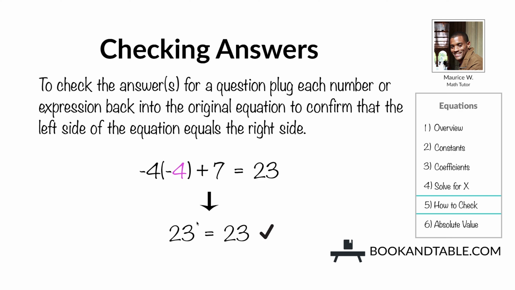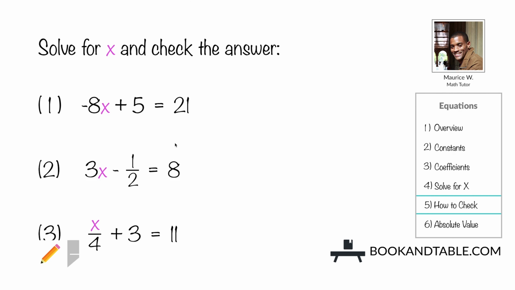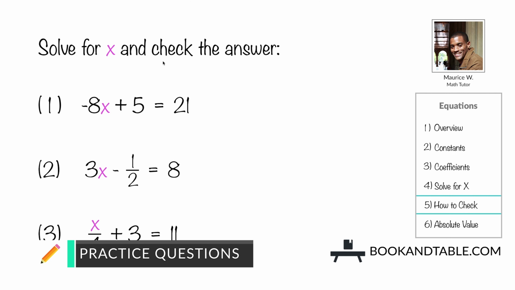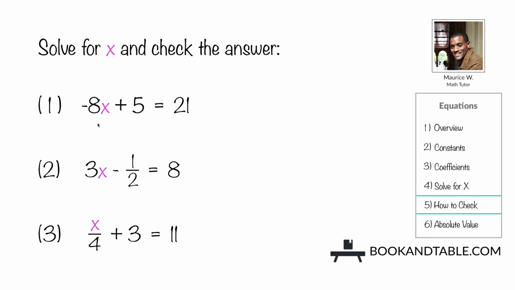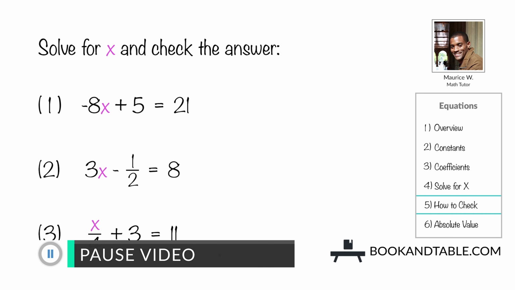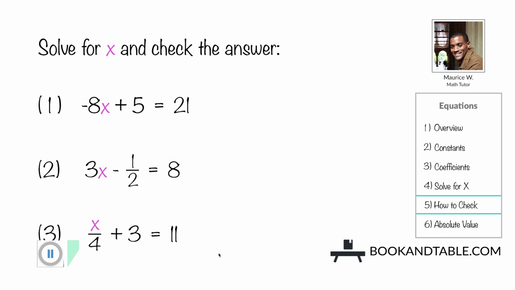Okay? So let's try a few more practice questions, and now we'll also have you check the answer. Question number 1, negative 8x plus 5 is equal to 21. Question number 2, 3x minus 1/2 is equal to 8. And question number 3, x divided by 4 plus 3 is equal to 11. Pause the video, solve these questions, and then press play when you are ready.